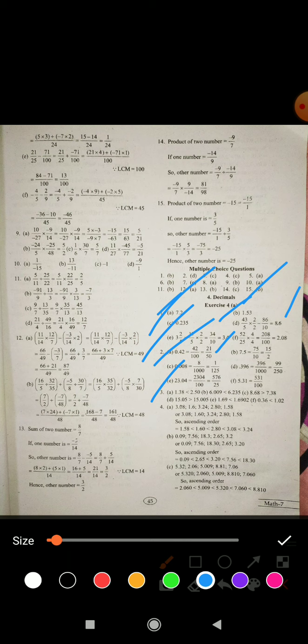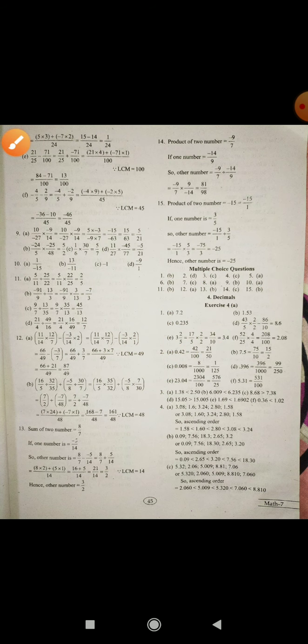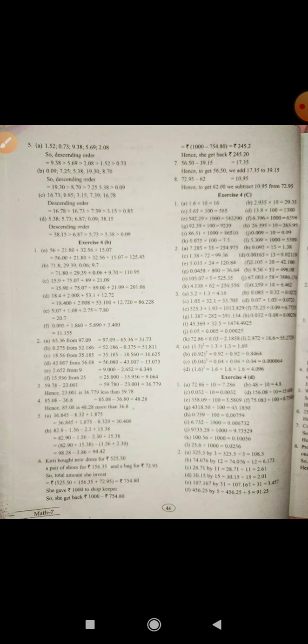Next, question number 3: 1.38 is less than 2.50, and 6.009 is less than 6.235. Here use the greater than and less than signs. Question number 4 is ascending and descending order. Ascending means small to greater number, and descending is greater to small number. Arrange these numbers in 4a, all of the questions, and question 5 is the descending order.